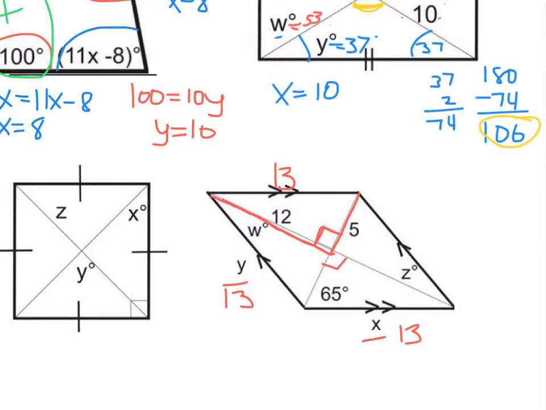Another nice thing with rhombi is that the diagonals are bisecting the angles. So once I find one of these angles, I can see what the other ones are. So I know this is a 90-degree angle, so I can find this angle they didn't ask me about by doing 90 plus 65 plus the angle I don't know equals 180.